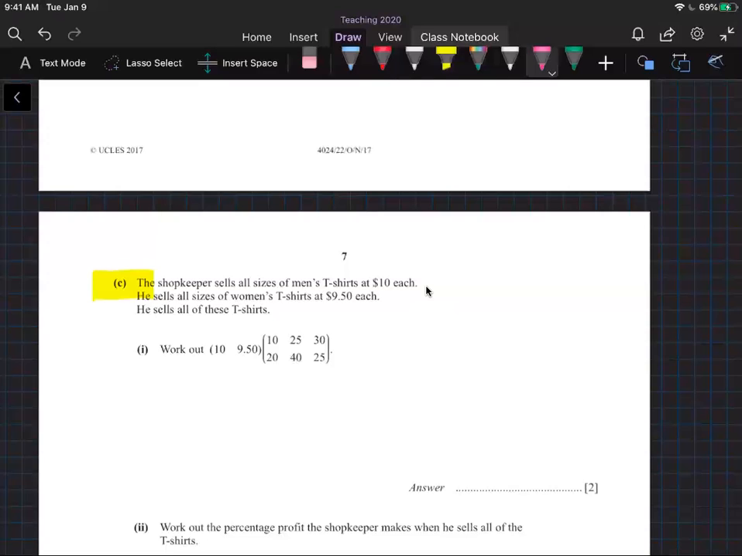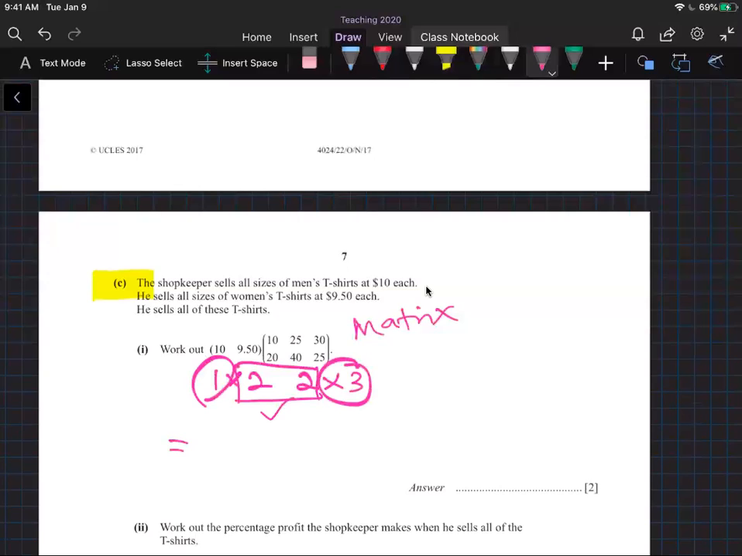Now, this is on matrix, the matrix chapter. If you remember, matrix has a method for how we multiply two matrices. Now, if you look here, what's the size here? It's 1 by 2, 1 row, 2 columns. And then 2 by 3. Since the inner numbers are the same, it means we can multiply. So the final answer is 1 by 3, that means 1 row and 3 columns.